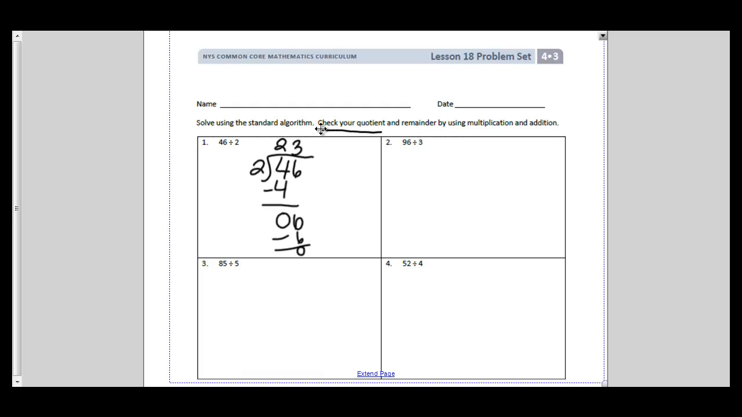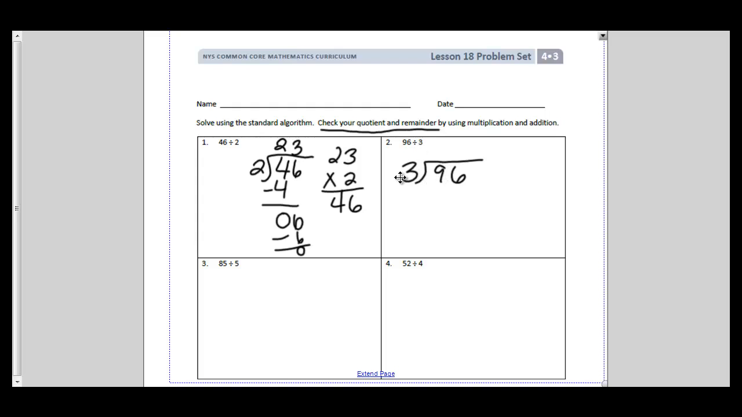Now you notice it also says check your quotient and remainder. So now we have to check 23 times 2. That gives me 6, 4, gives me 46. So my answer is correct. If you feel like you can do this one by yourself, go ahead and try doing 96 divided by 3.